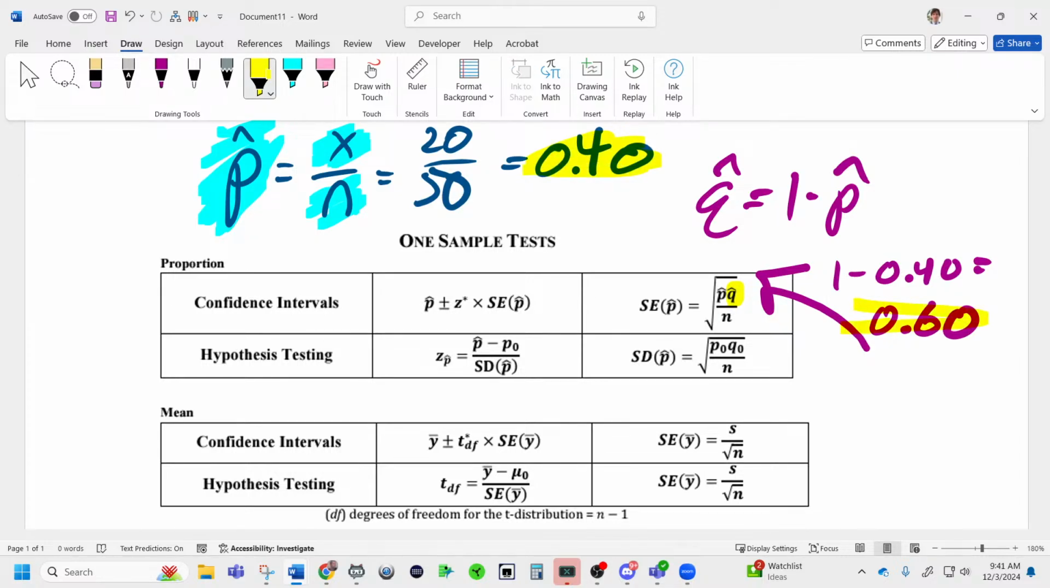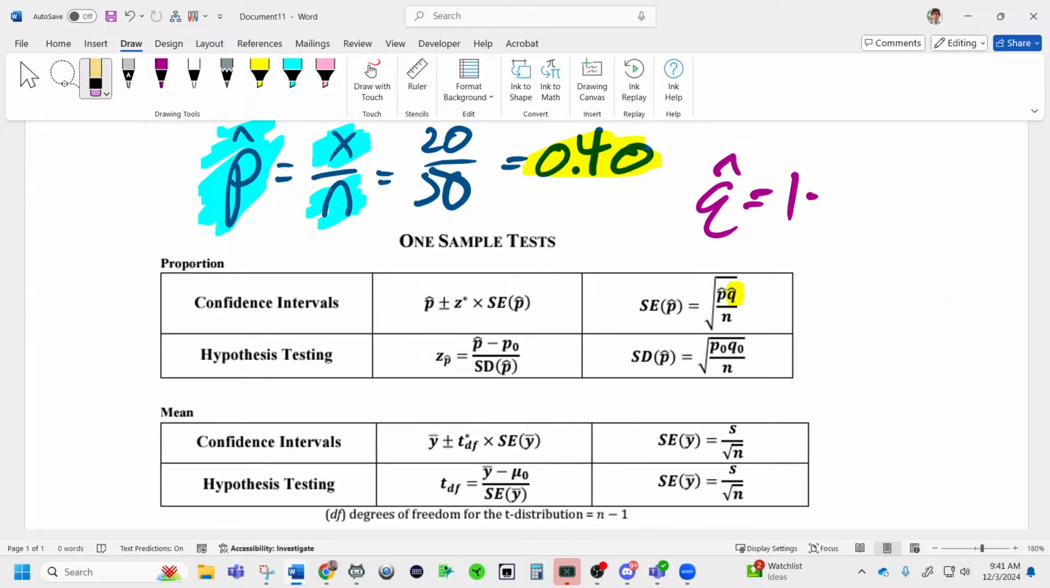So Q hat is the complement of P hat, and whenever you find it, you can just check by making sure these both add up to 1. If they both add up to 1, you have found P hat and Q hat respectively, or you've miscalculated by finding the wrong P hat. But they should both add up to 1. They are complements of each other. So we know what P hat and Q hat are.